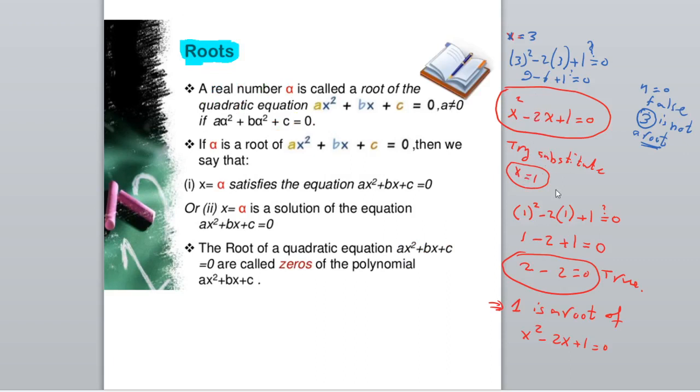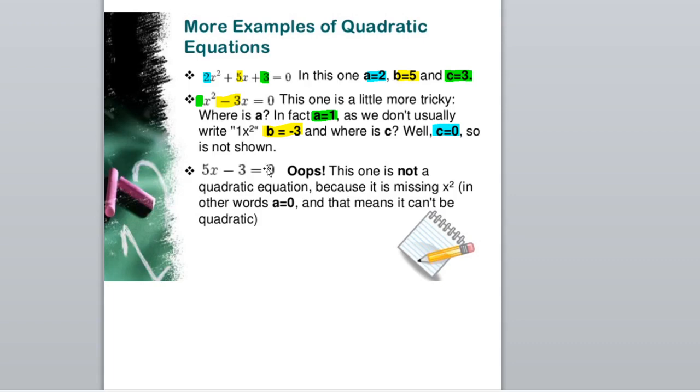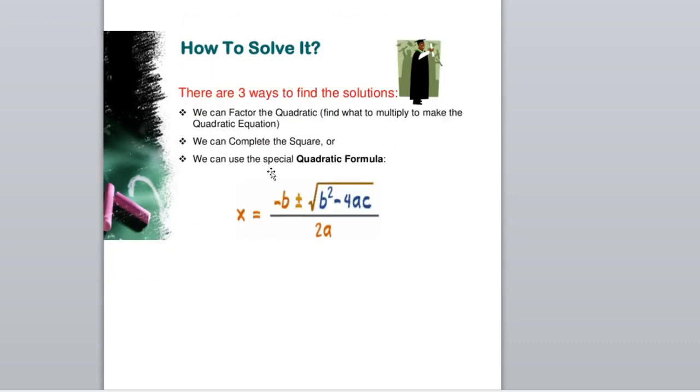Now how to solve it? Here in this example we saw this is a root and this is not a root. But if I give you an equation and say solve it, meaning find the roots, we don't always sit and try numbers. How to find the roots? There are three ways to find the solutions. The first way is we can factor, or factorize. The second is we can complete the square. But those two we won't take this year. We will use the special quadratic formula. This is the one we will focus on.